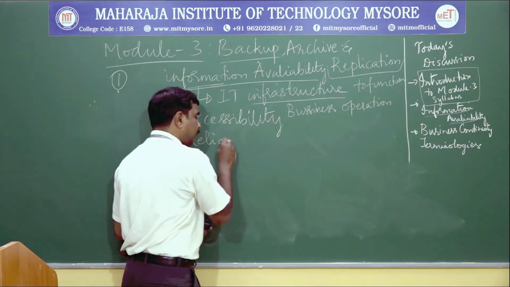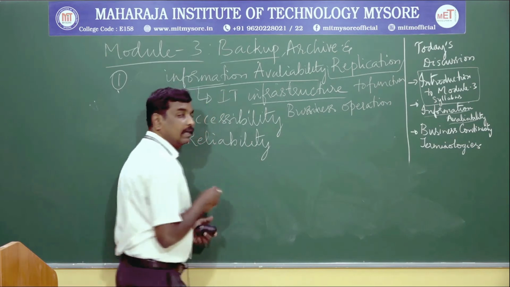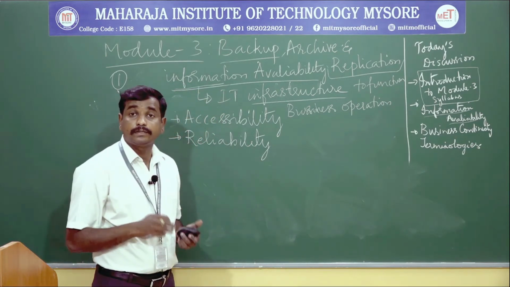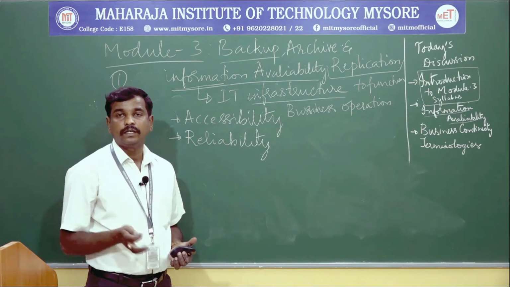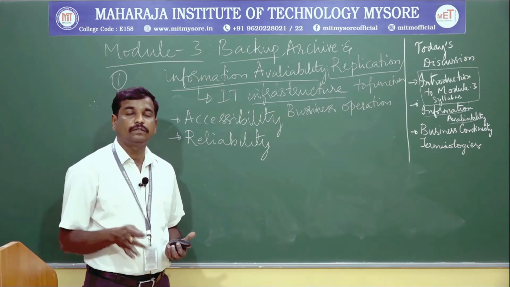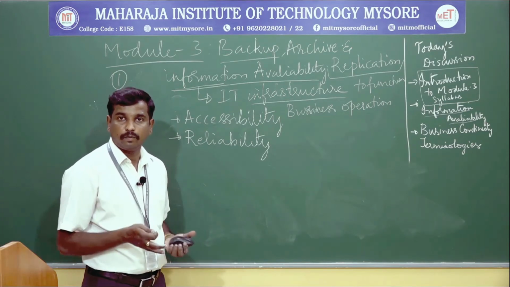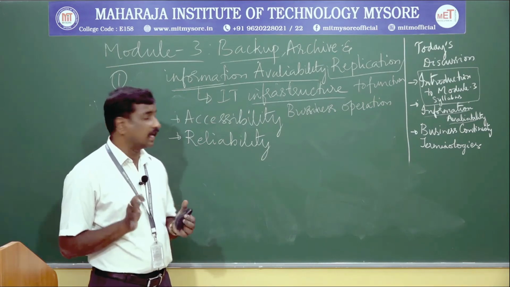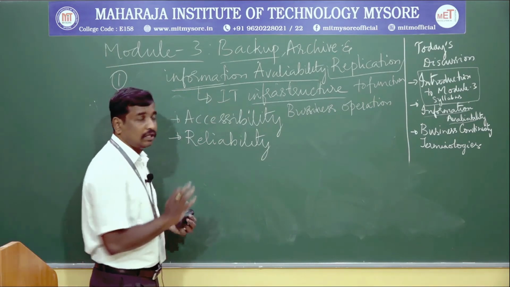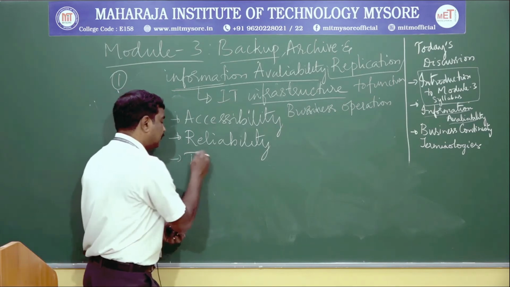That means we may have information in the data centers for 24/7, but that information cannot be trusted. It may be false data. So whether the data provided to the people, customers, suppliers or employees is correct information is also one of the measures of information availability. And the third one is timeliness.